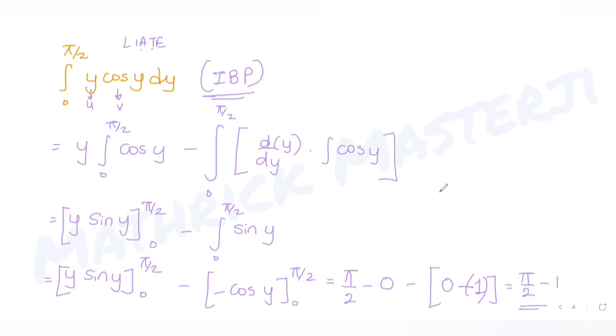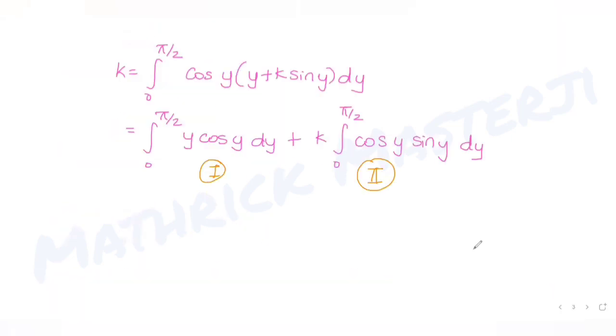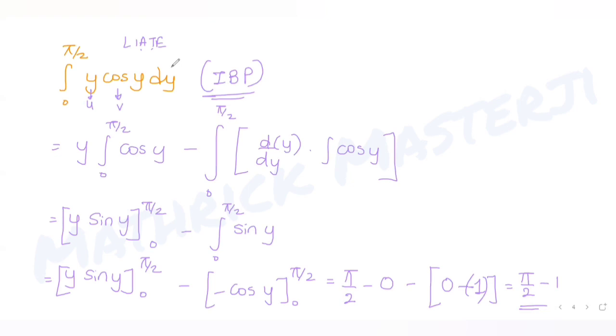So your first part of the integral, you have already gotten it. Now let's solve for the second part. It tells you k, limits from 0 to pi over 2, and the integral given to us is cos y sin y dy.